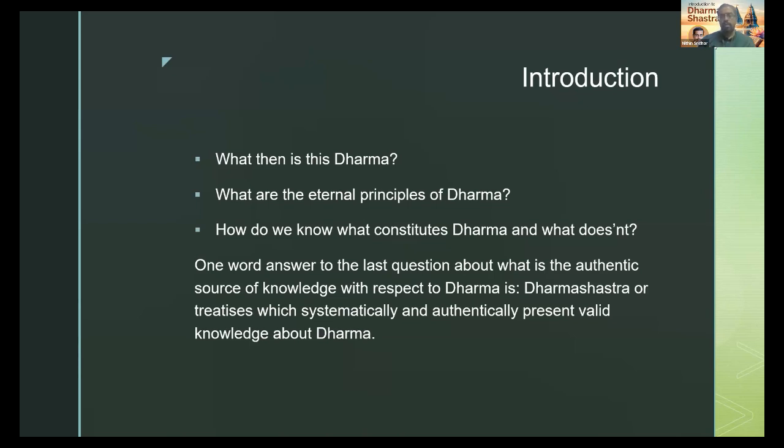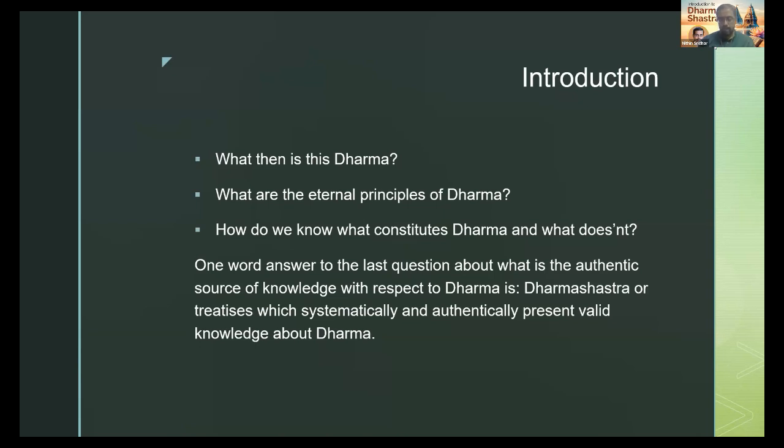The one word answer for this, of course, is Dharmaśāstra. As the name itself says, Dharmaśāstra. A Shastra is a treatise which systematically and authentically presents valid knowledge about a subject. And in the case of Dharmaśāstra, it refers to those treatises, those texts which reveal knowledge about Dharma. Now, this is a very simple answer, but we will see in due course why we have to know Dharma from Shastra, why there are no other means.